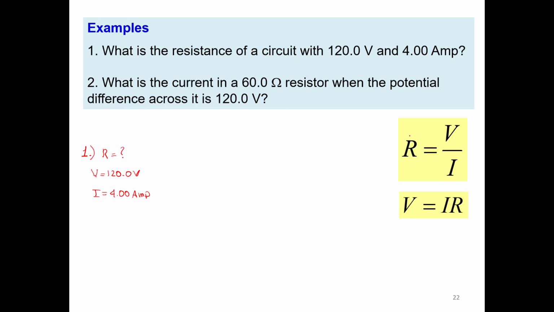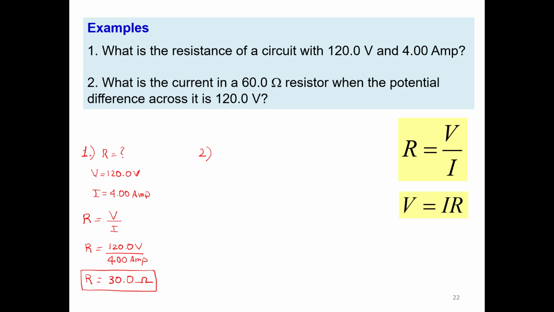Then we can apply the first equation. The resistance equals voltage over current, and resistance equals voltage, which is 120 volts, divided by 4.00 amp. And the resistance equals 120 divided by 4, which is 30.0, 3 significant digits, and voltage divided by amp, we know this corresponds to ohm. This is the units for resistance. And the answer is the resistance equals 30 ohms. Now let's try to solve the second problem.